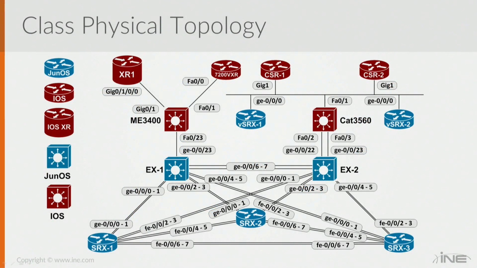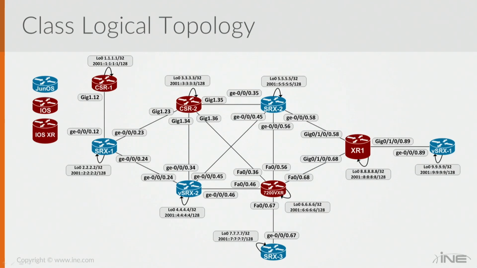Now, from a logical topology point of view, this physical topology we're going to be using mainly for Ethernet in order to accomplish things like building layer 2 Ethernet trunks, doing link aggregation. And then once we've built our physical topology, we're going to be overlaying a layer 3 logical topology on top of this that we're going to be using for our routing examples.